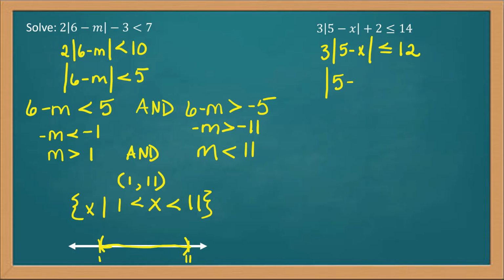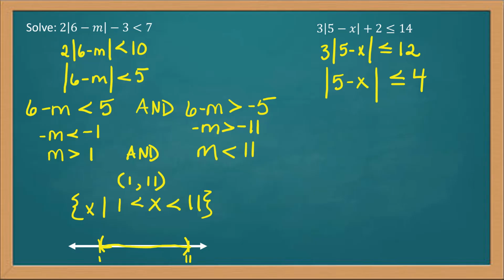And then you are going to divide both sides by 3, and you will have the absolute value of 5 minus x is less than or equal to 4. And that means that that absolute value, the stuff inside of it, has to be closer to 0 than 4. It can be 4 away, but that's as far as it can go.